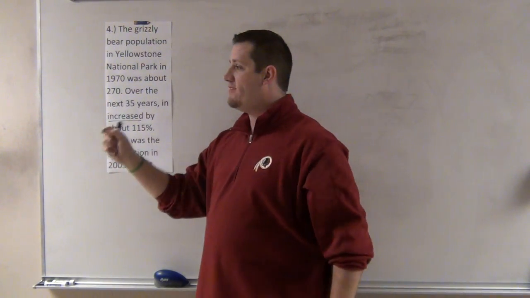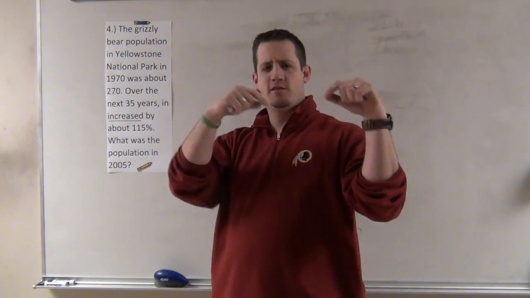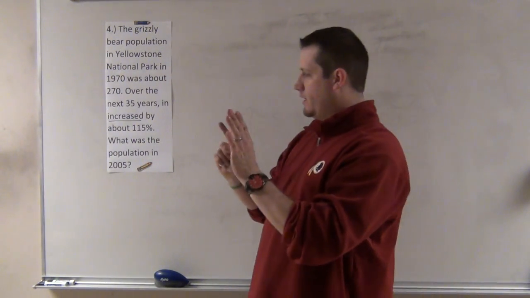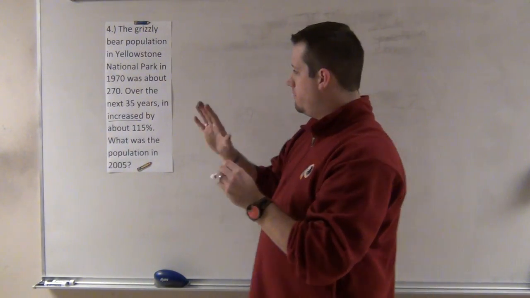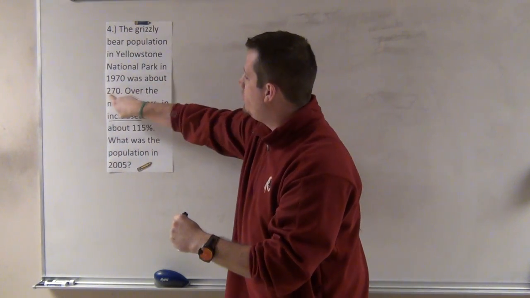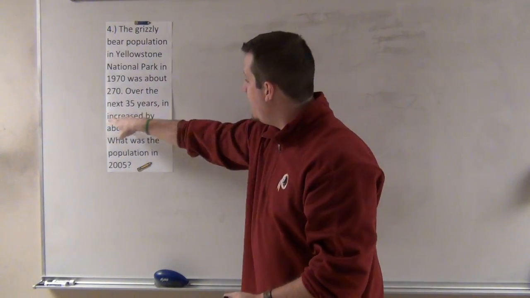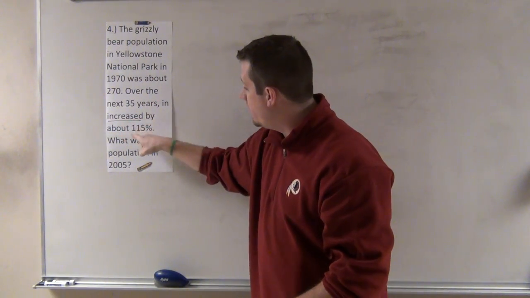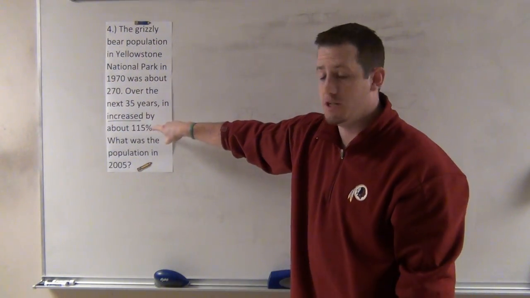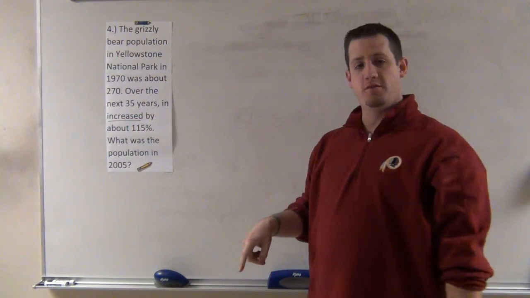Okay, so when they ask you to find how something was changed by a percentage, let me show you what I'm talking about here. The population is what this is all about. 270 in 1970. Okay? Then it increased by about 115%. How did it increase? By that percentage. Right? It increased by 115%.